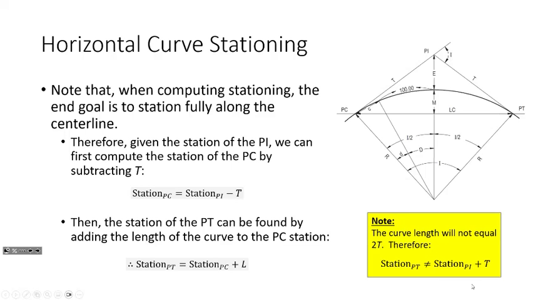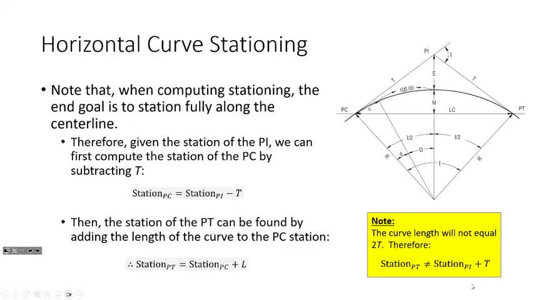This is station 8. This is station 9. That's a horrible artistic skill. But the idea is that the final stations go along the curve. So the station for the PC is PI minus T. But the station at the end is this plus what? Anybody know what I'm adding here? I'm adding the length of the curve, not the tangent. I'm adding along the curve. Okay? Does that make sense?